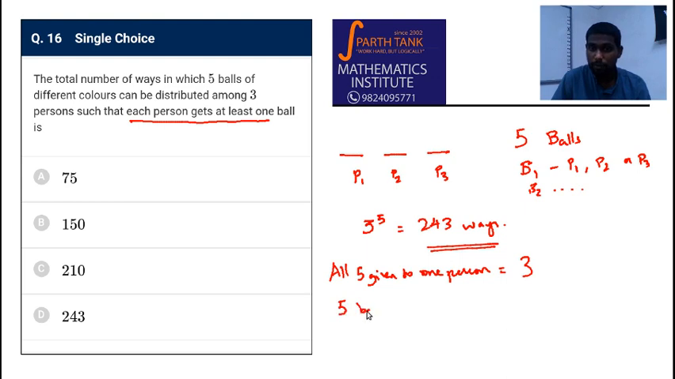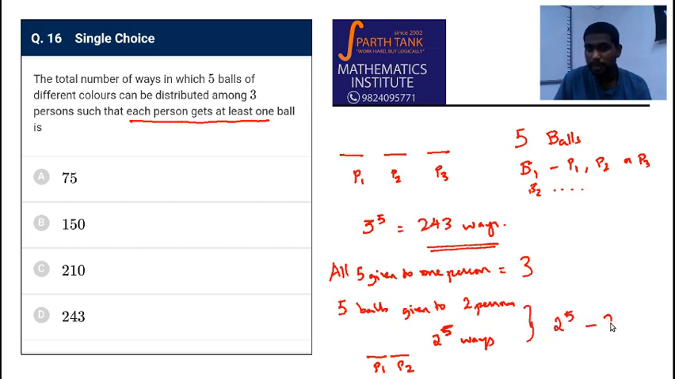Now 5 balls given to 2 persons. How many ways are there for this? Imagine there are only 2 persons, P1 and P2. Now the 5 balls are to be given here. There are 2 power 5 ways to do that. And in these 2 power 5 ways, 2 ways are going to be either all 5 balls to P1 or all 5 balls to P2. So 5 balls given to 2 persons will be 2 power 5 ways minus 2. That is 30 ways. So in 30 ways you can give 5 balls to 2 people alone.